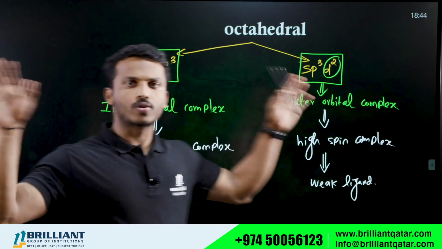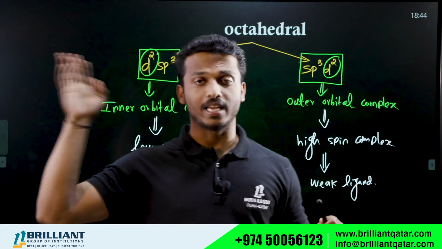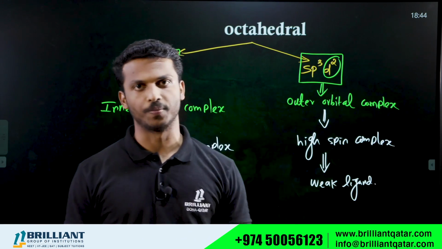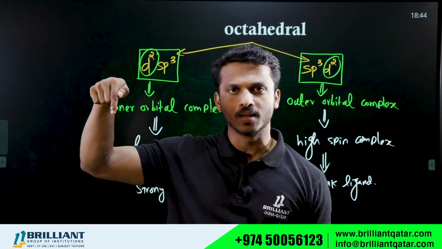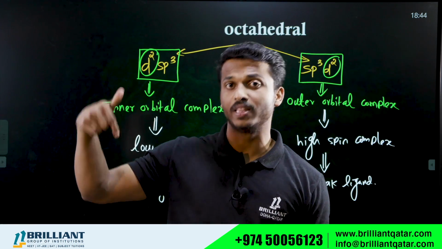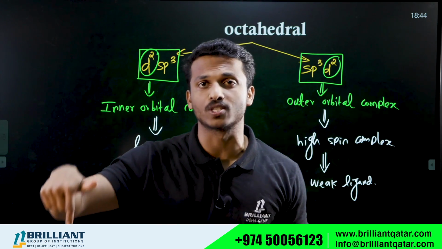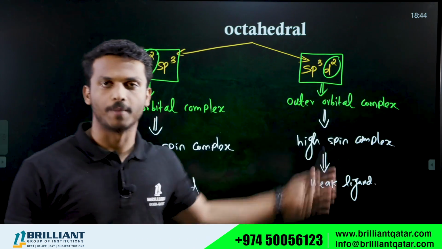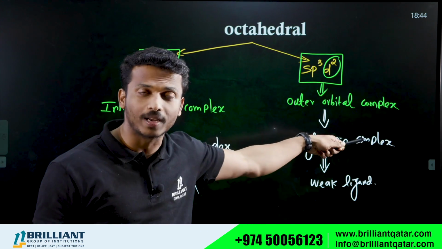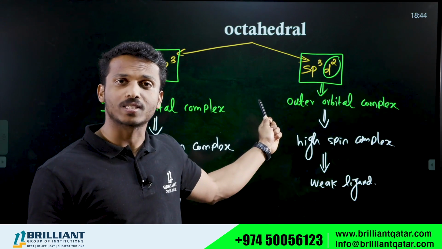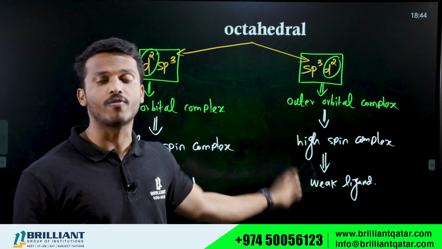If the complex is octahedral, two types of hybridization are possible: d2sp3 and sp3d2. d2sp3 complexes, meaning inner orbital complexes, are also called low spin complexes. If it is a low spin complex, there is a presence of strong ligand. If the hybridization is sp3d2, they are called outer orbital complexes, also called high spin complexes. High spin complex means there is a presence of weak ligand.